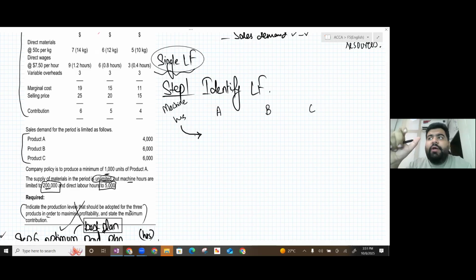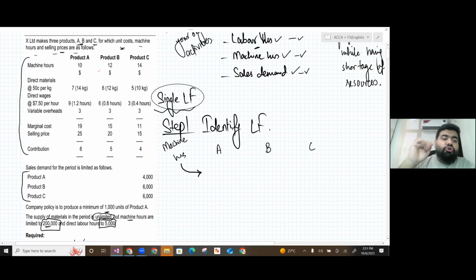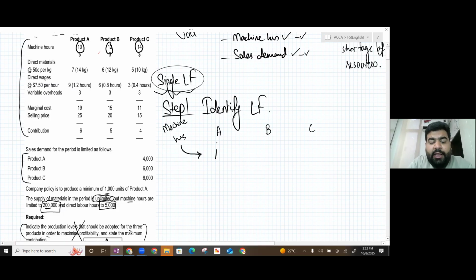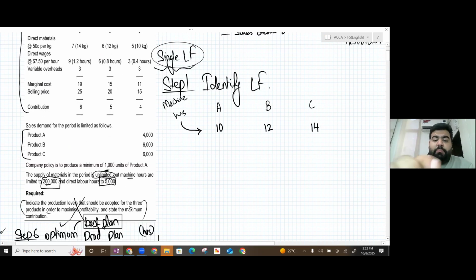Machine hours per unit. This is given that 10 hours of machines are required on A, 12 hours on B, 14 hours on C. Why have we written that? So that we can calculate the total machine hours required for all of these products that the business is producing. So these are the machine hours per unit.